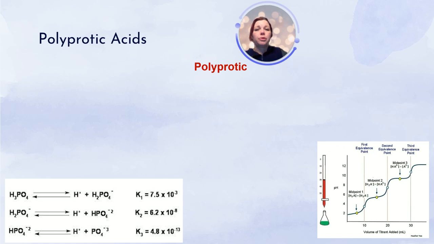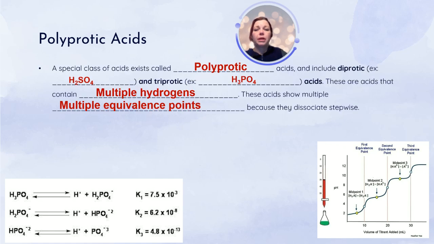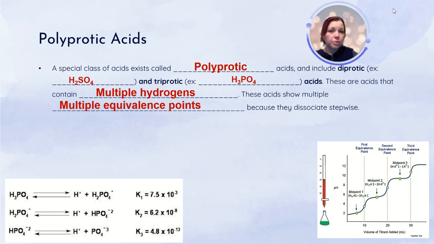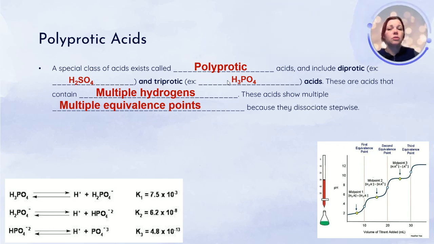So now we're going to talk about polyprotic acids. All of my clicks are out of order. A special class of acids exists called polyprotic acids. They include diprotic acids, such as H2SO4, and triprotic acids, such as H3PO4. These are acids that contain multiple hydrogens, and the acids show multiple equivalence points because they dissociate stepwise.